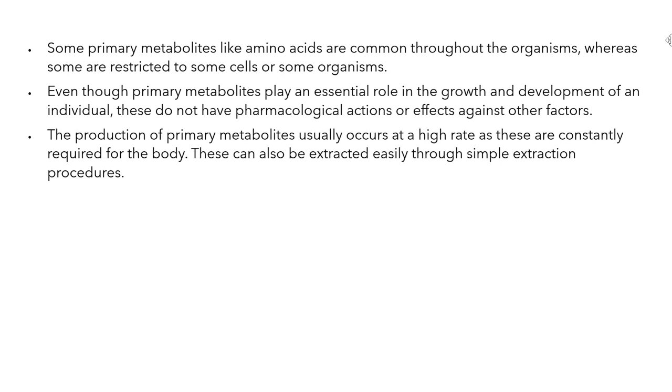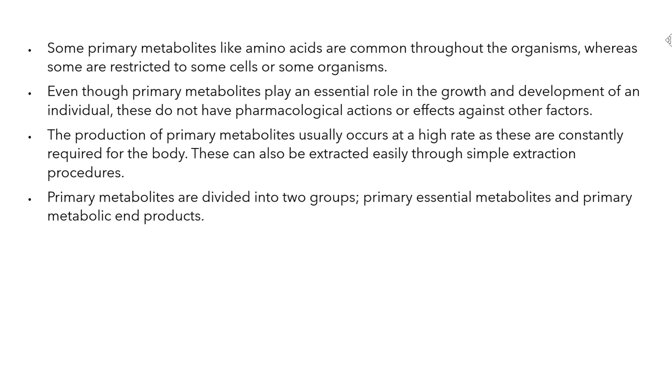The production of primary metabolite usually occurs at a high rate, as these are constantly required for the body. You can see we use proteins and carbohydrates; the body needs them constantly for growth. So these can also be extracted easily, as they are produced again and again in the body, through simple extraction procedures.